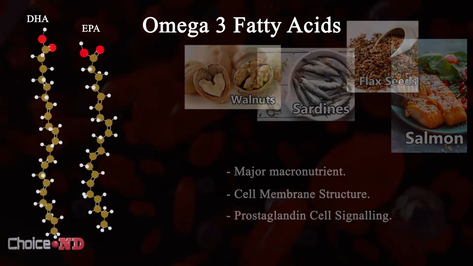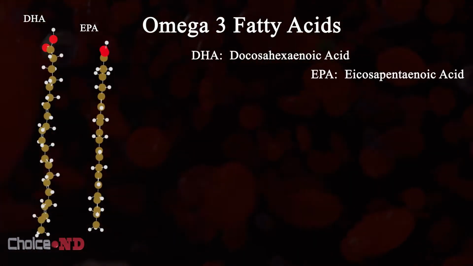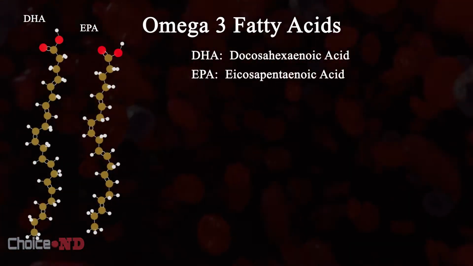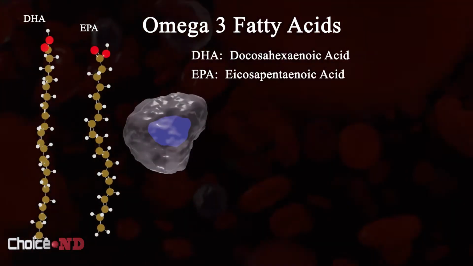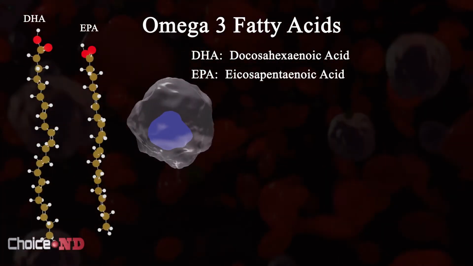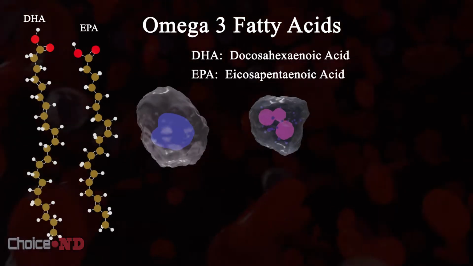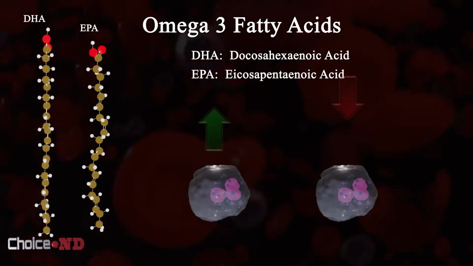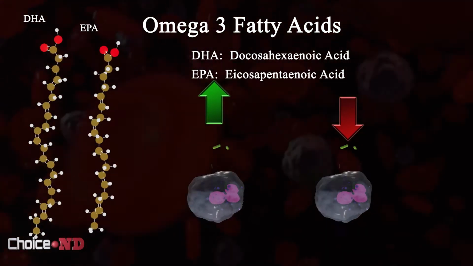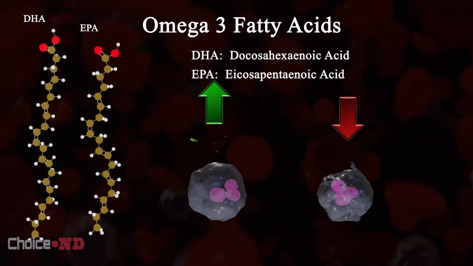For instance, the omega-3 fatty acids DHA and EPA serve to help regulate the phagocytic activity of macrophage cells. They also tend to increase both the number and phagocytic capacity of neutrophils. In other words, they're able to engulf and destroy significantly more pathogens with adequate amounts of omega-3 fatty acids present.